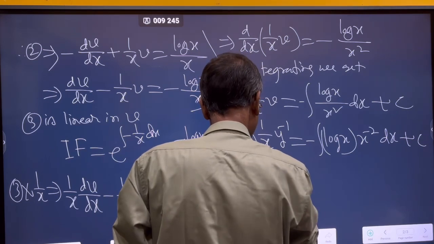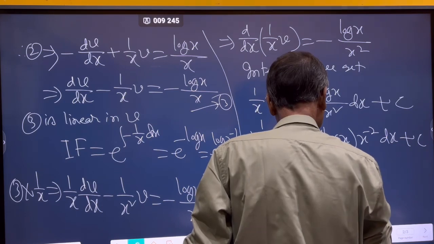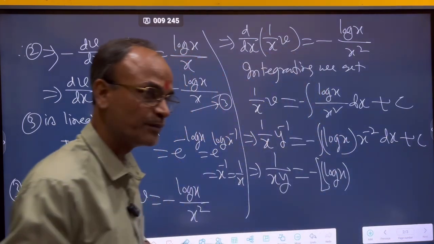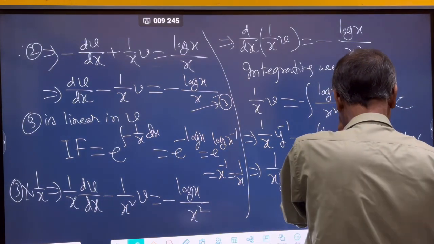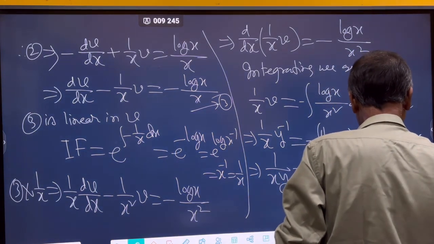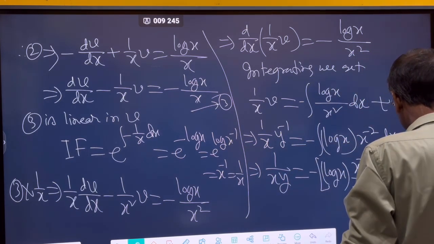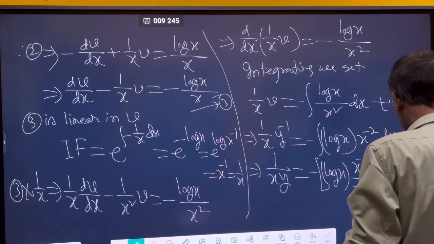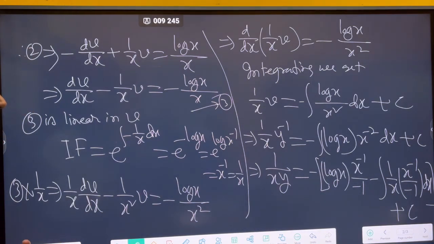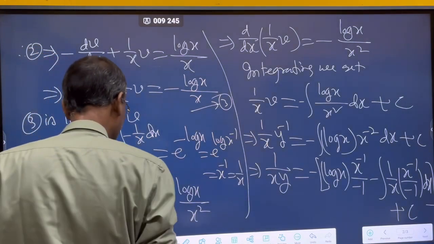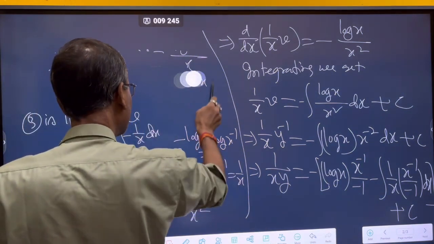This means 1 by xy equal to minus, first function log x, into the integration of x to the power minus 2, which is x to the power minus 1 by minus 1, minus integral 1 by x into x to the power minus 1 by minus 1 dx, plus c.